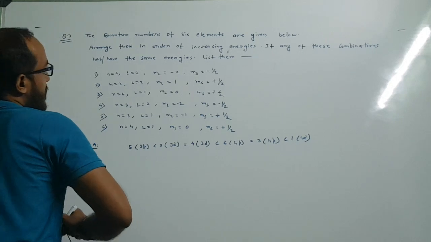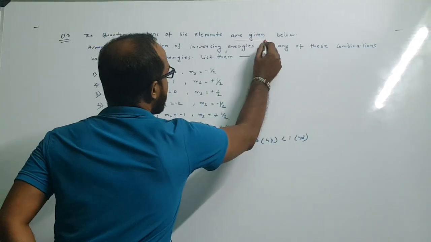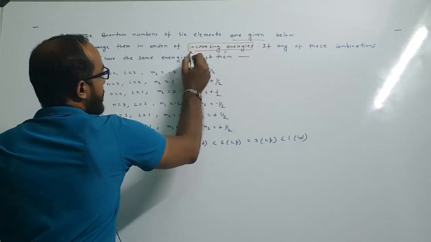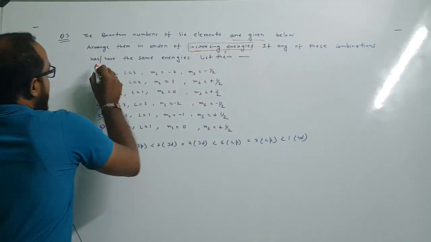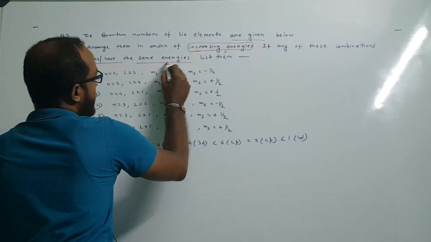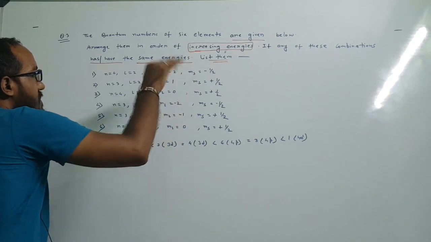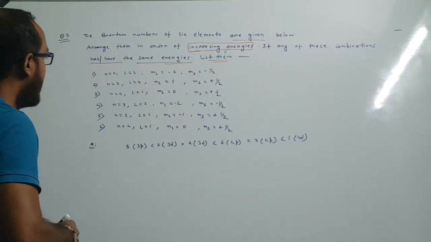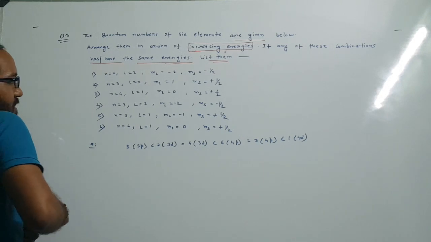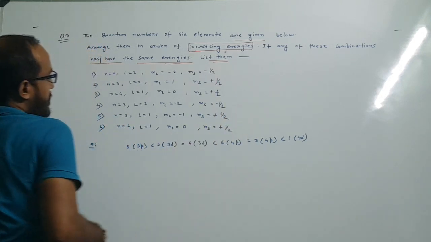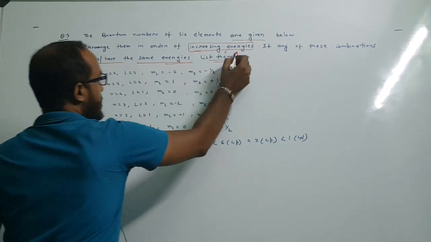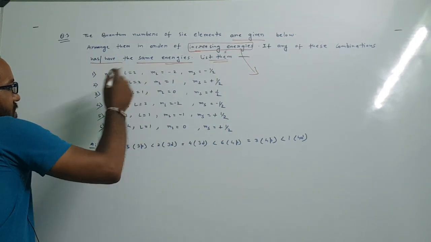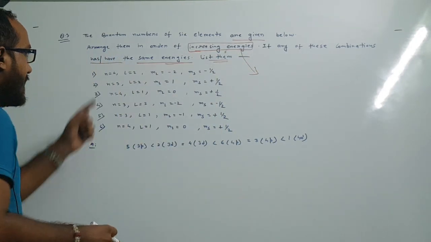The quantum numbers of 6 elements are given. Arrange them in order of increasing energies, and if any of these combinations has the same energies, list them. So you have to list all those which have equal energy levels. See, this is a very easy question, because as far as energy is concerned, we have to only see the values of n and l.